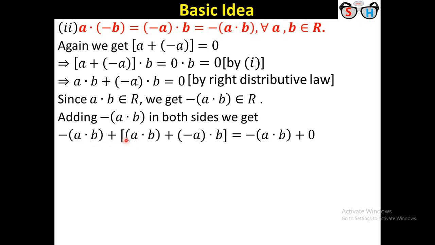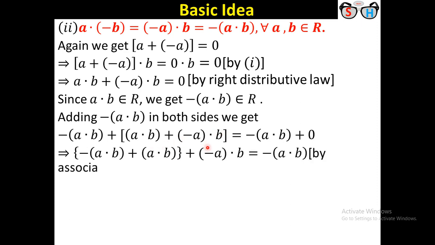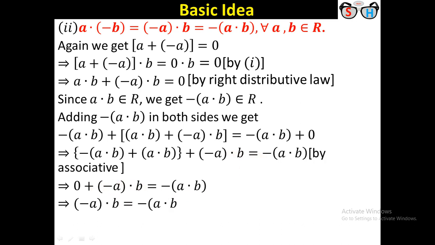[−(a·b) + a·b] + (−a)·b, we write together. So −(a·b) + a·b in the second bracket, and this element is there, equal to −(a·b) + 0. I use that by the associative property. Again the terms in the second bracket must sum to 0, because one is the additive inverse of the other. Therefore 0 + (−a)·b = −(a·b), so (−a)·b = −(a·b), this is (2).